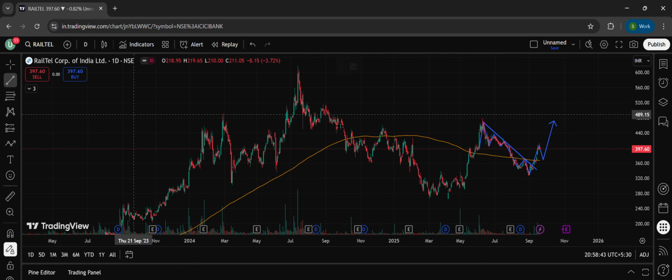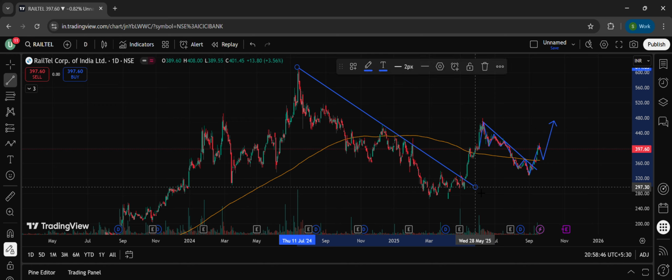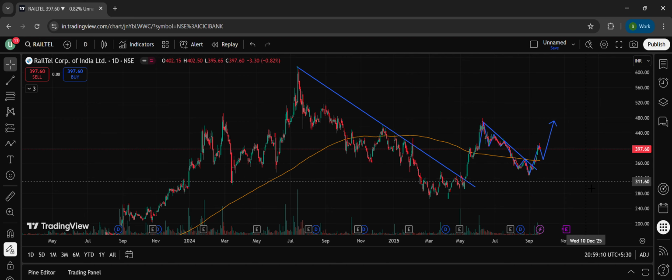How do we know? When it was correcting, it crossed the 200 simple moving average and went below, and then it started going up. So this is its bottom. If you look at the bottom formation, in a previous video I explained how to identify when a stock is changing its trend, turning from a bullish phase to a bearish phase and from a bearish phase to a bullish phase. In that video, I discussed higher highs and lower highs.